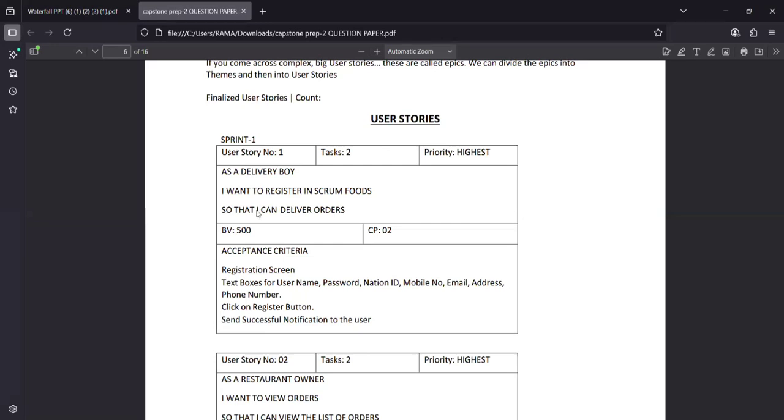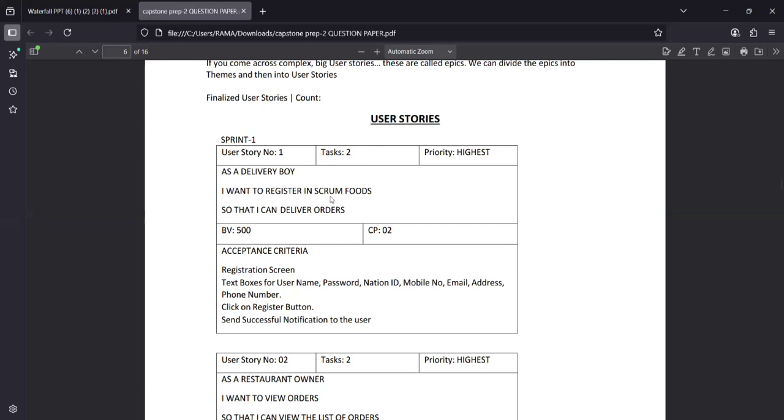We have covered acceptance criteria and user story, so let us know what a task is. A task is a small piece of work required to complete a user story.